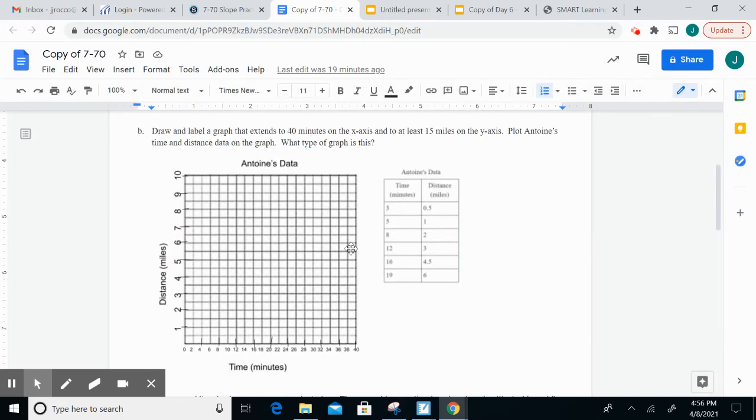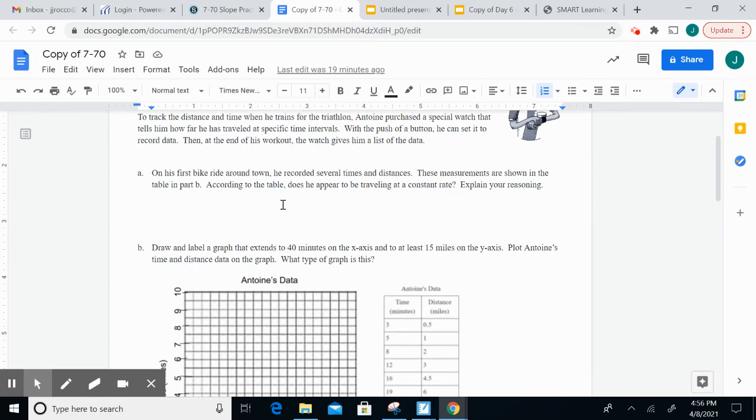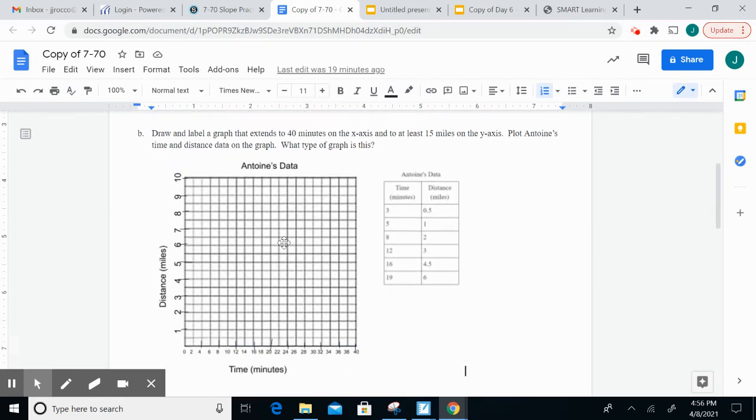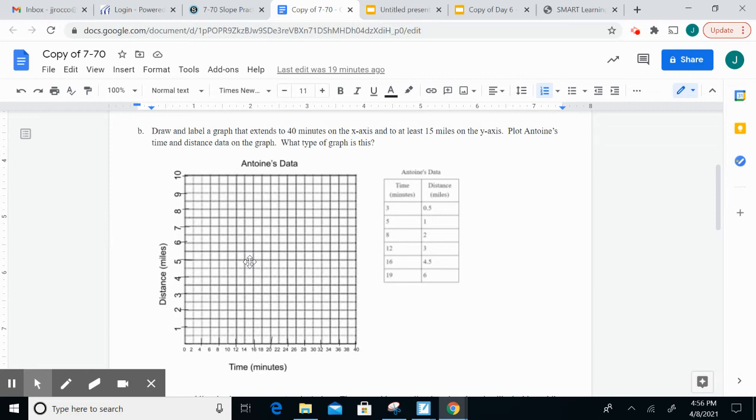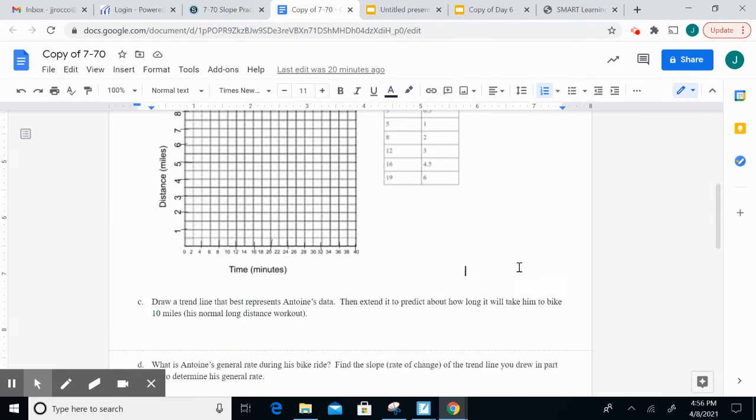Another way you can check, if you can't figure out A, if you can't figure out if it's a constant rate: if your graph is linear, it's a constant rate. If your graph is kind of scattered and all over the place, it's not constant, okay? So graph it, and it asks you what type of graph this is. If it creates a straight line, great. If it doesn't, it's not linear. It would just be a scatter plot probably, okay? That's going to be up to you to decide. You'll plot the points. If it looks like a straight line, it's a straight line. If it looks a little scattered, it's a scatter plot, all right?